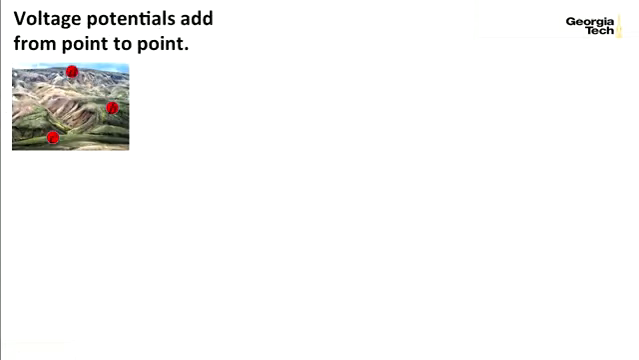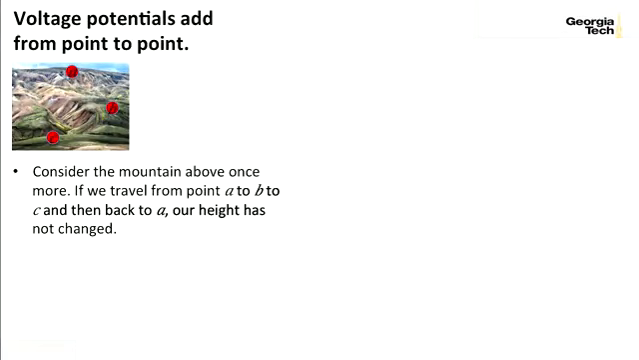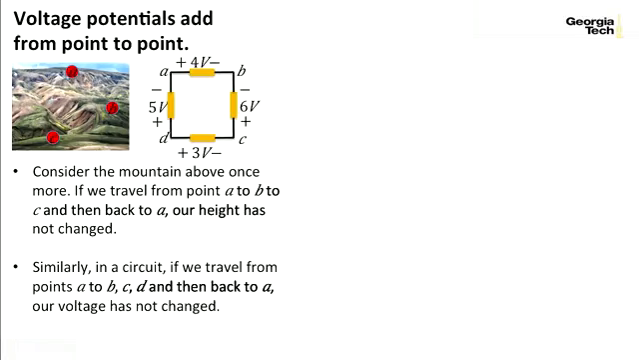Another important thing to remember about voltage potentials is that they add from point to point. Now consider the mountain above just once more. If we travel from point A to B to C and then back to A, our height has not actually changed. Similarly, in a circuit, if we travel from A to B, C, D, and then back to A, our voltage has not changed. And that's because the voltages add from point to point. So let's look at this circuit and consider if we go from C to B.